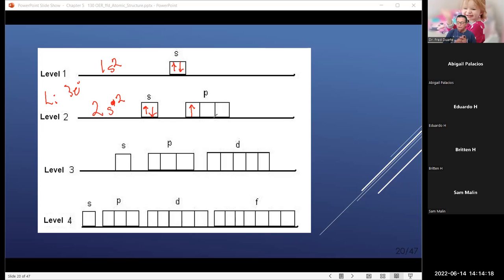Notice its position on the periodic table. It's under group 3A. 3A tells me there are 3 valence electrons. Okay. And guess where they're at? 2 of them are in the s orbital, 1 of them is in the p orbital, and all 3 of them are in the second energy level.